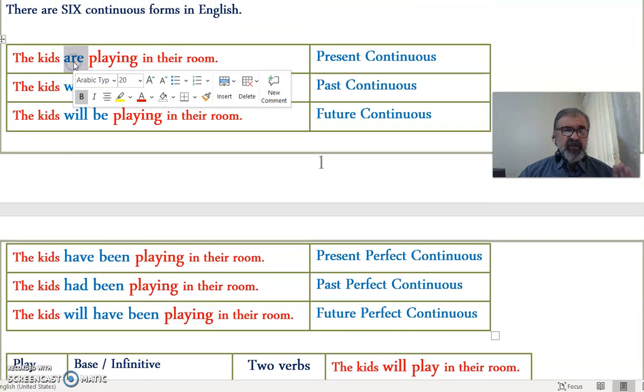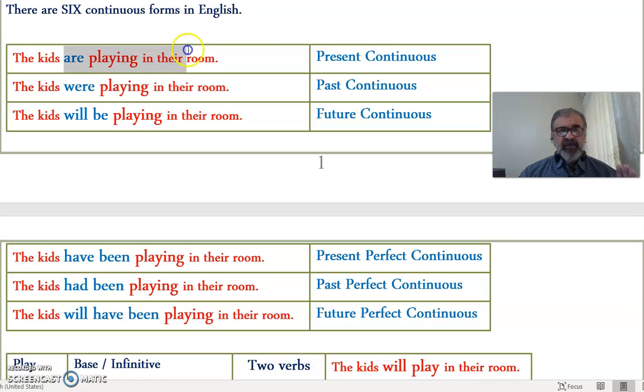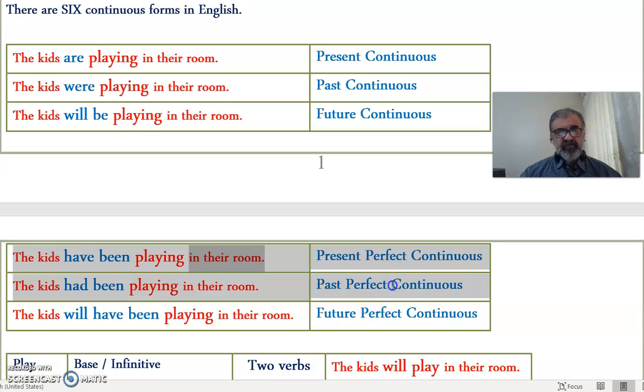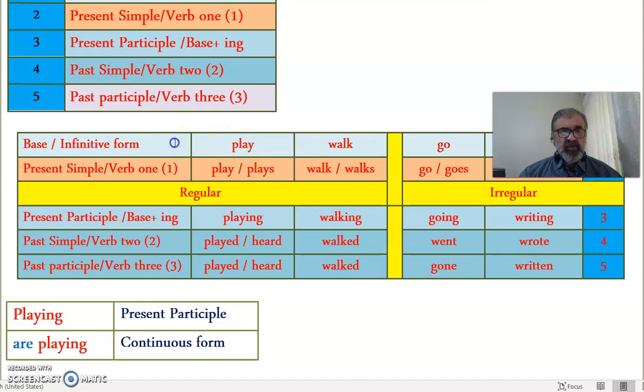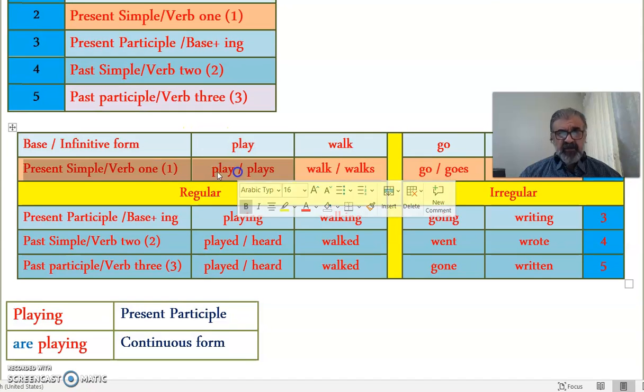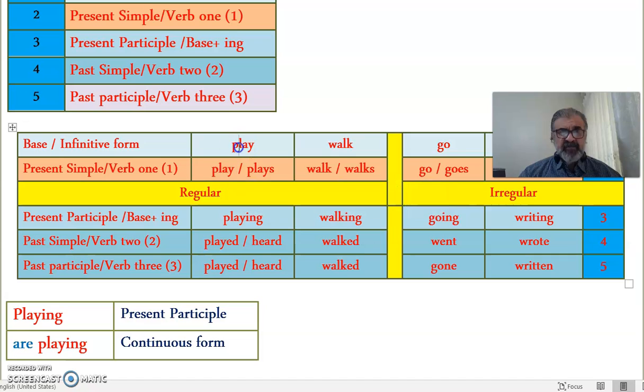And as you can see, the helping verb is what made are playing go from present to past, and what made have been playing go from present to past again, to had. As easy as that. Now, some of you might ask, why do we have play here and why do we have play here? We have 2 verbs that have the same form, but one is the infinitive and the other one is the verb 1.